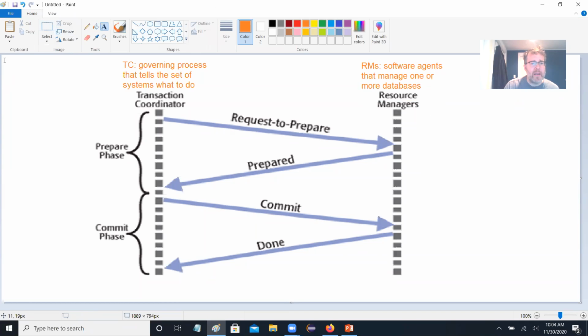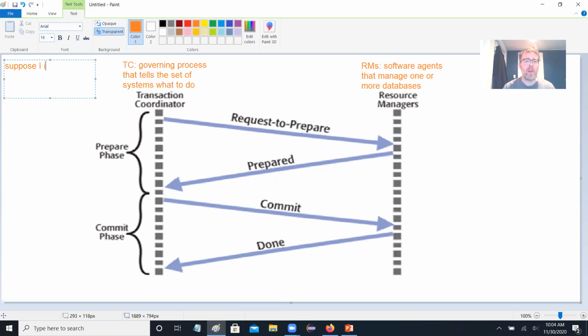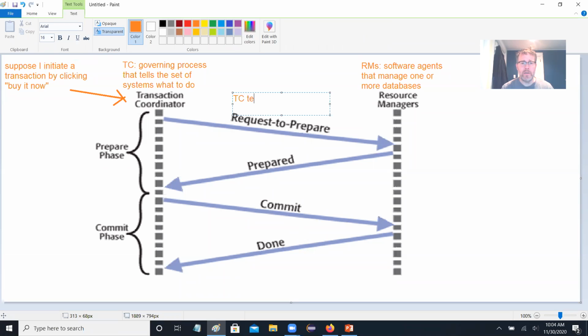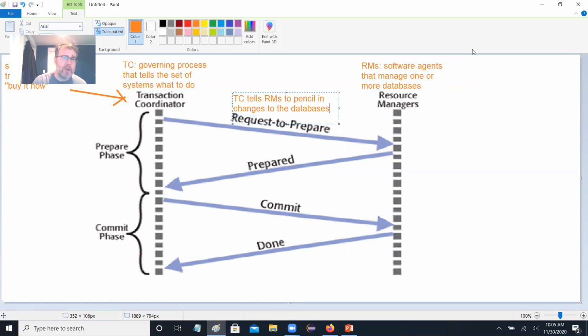Now, over here is me. Suppose I initiate a transaction by clicking buy it now. All right, so first thing that happens, the transaction coordinator, TC, tells RMs to pencil in changes to the databases. Okay, that's the first thing. So it says, resource managers, there's a transaction about to happen, pencil in some changes to your database. We're not sure if this transaction is going to go through. It probably will. Most transactions do. But for the moment, get prepared to do this.